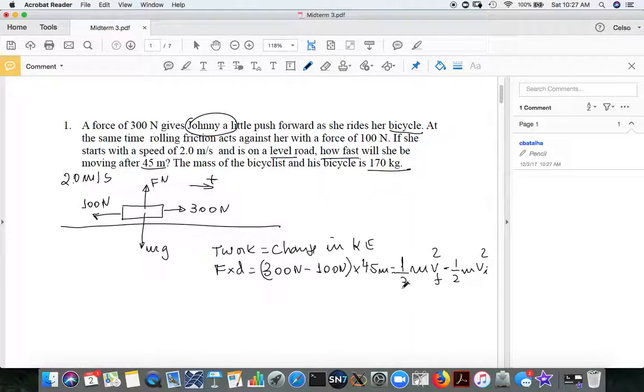Now the rest is just plugging numbers in the equation. So 200 newtons times 45 meters is equal to half the mass, which is 170, times final velocity square, which we want to find, minus half mass times initial velocity square. And then we solve for that.